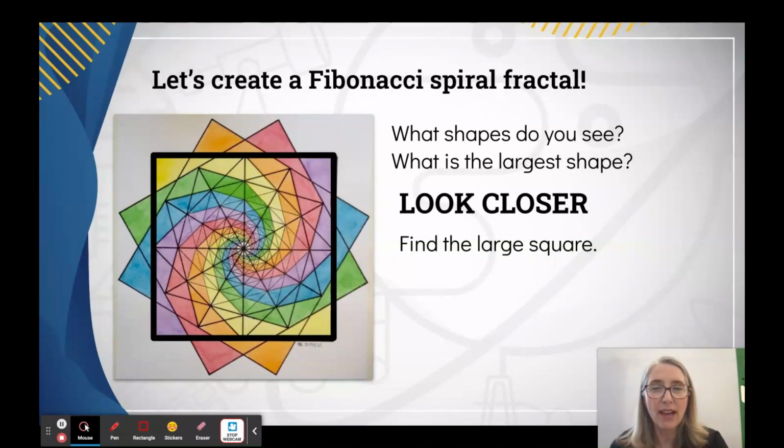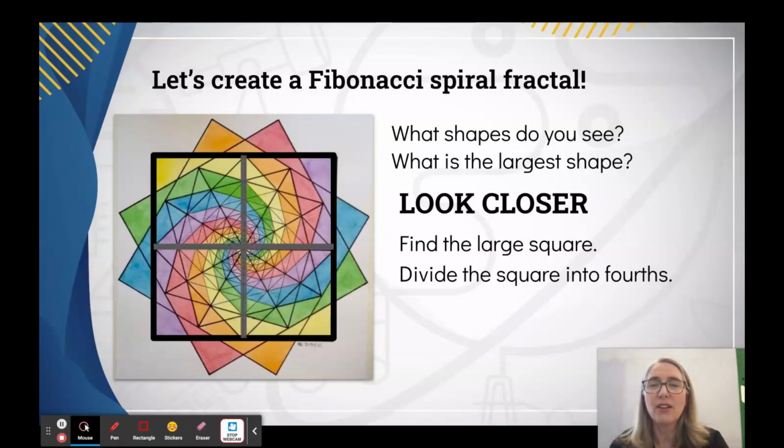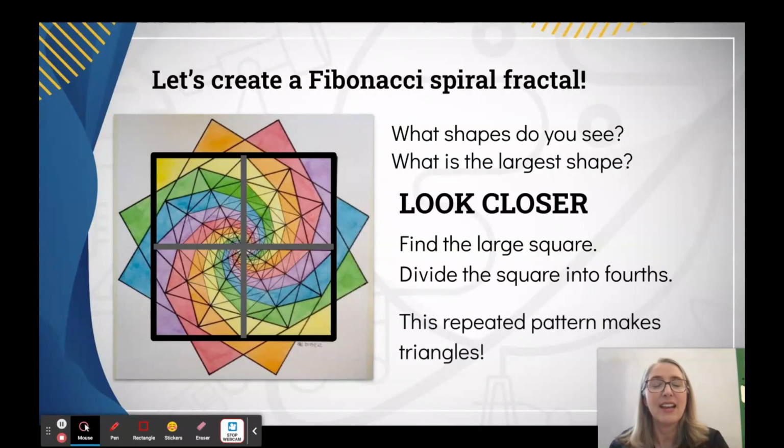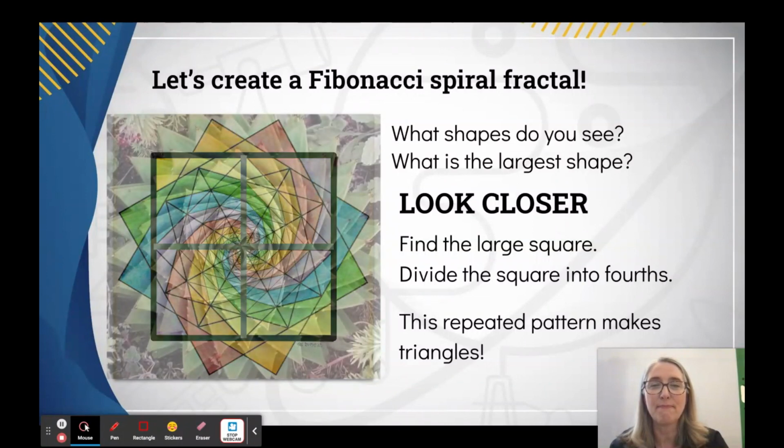That's how this whole pattern started. And then it just began to spiral. If you take that large square, you can look at it, divide it into fourths. This whole thing is made with just the square. Okay? And this repeated pattern, when it gets layered on top of each other when you draw it, that's what makes the triangles. And so this is going to look a lot like our succulent pattern that is a fractal and a Fibonacci spiral at the same time. Can you see that?